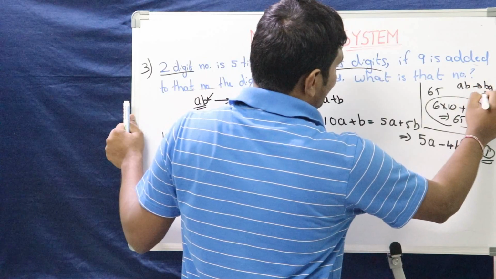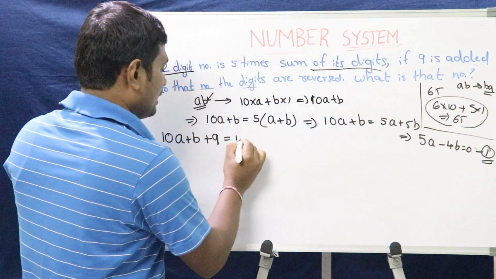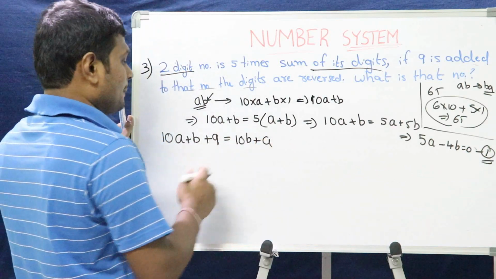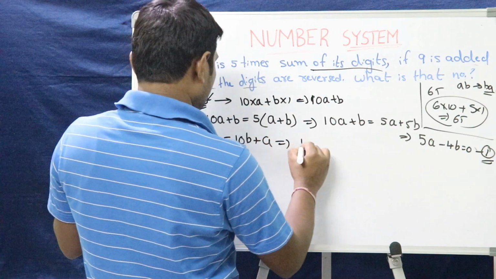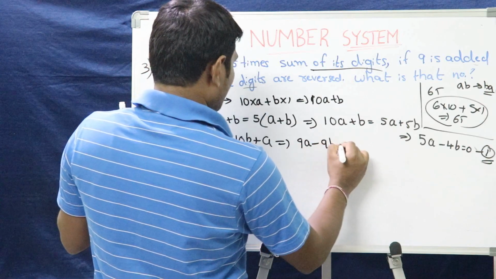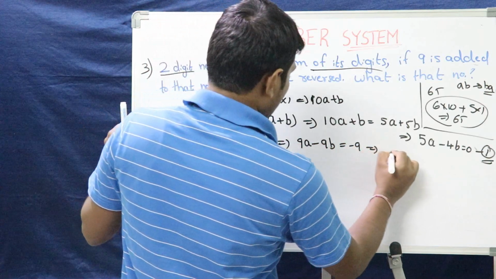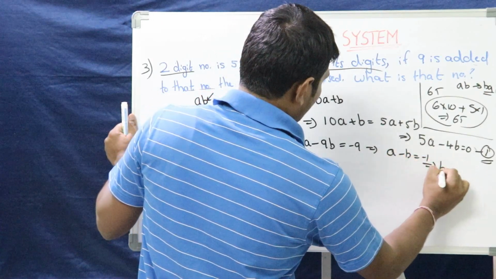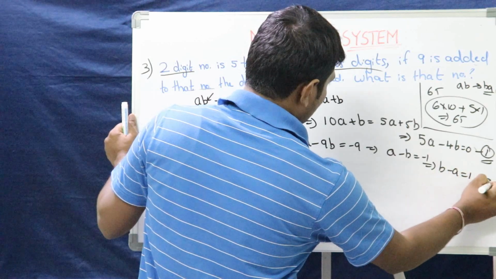will become BA. How can we write BA? 10B plus A. In this way we can write it. Let's simplify this equation. 9A minus 9B equals minus 9. That is A minus B equals minus 1, or B minus A is equal to 1. This is the second equation.